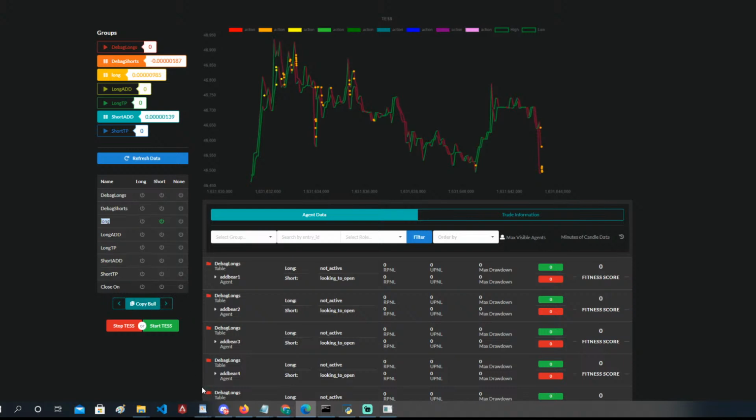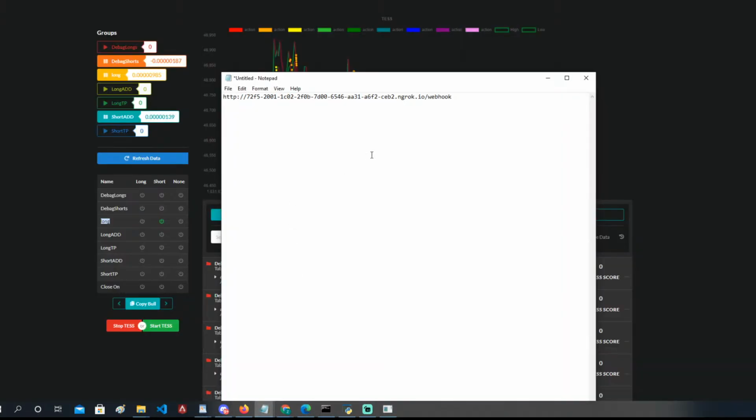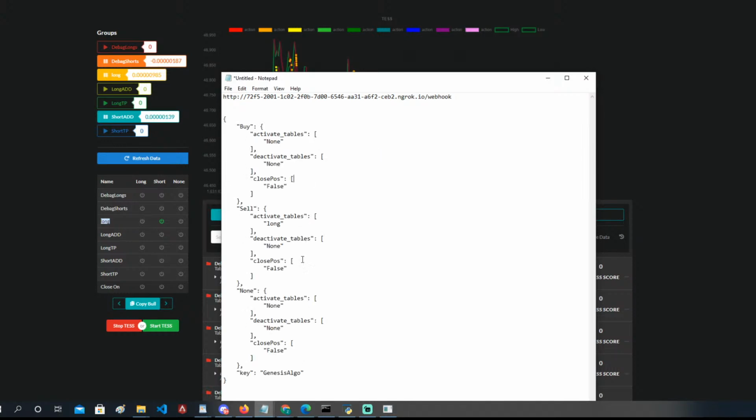As soon as I press the copy button, I can go to this little notepad and paste this message here, just so you guys can see. All right. So it tells me if there is a buying position, then activate none. If there is a sell position, activate long, and deactivate none, close no positions. And it does this for everything, and then it copies in your key from Genesis Algo, which is how you connect to our server. So it copies out this message as soon as you click on the copy bull button.